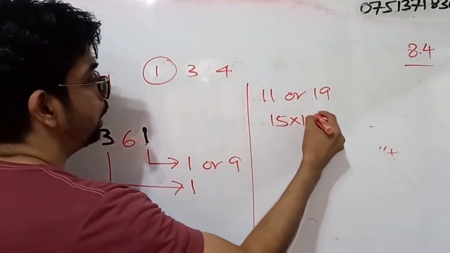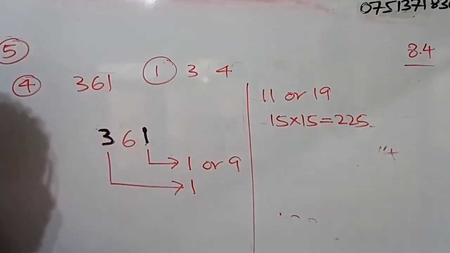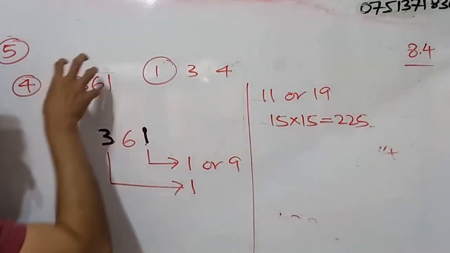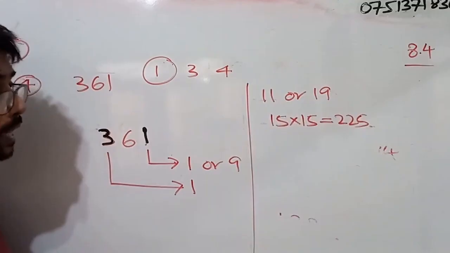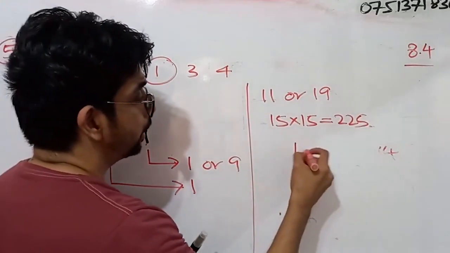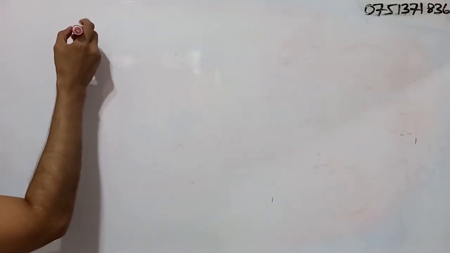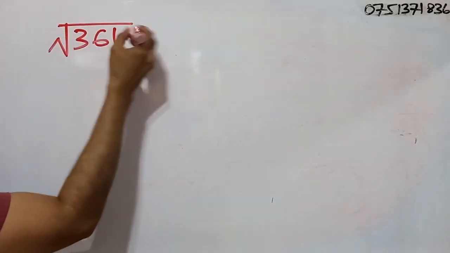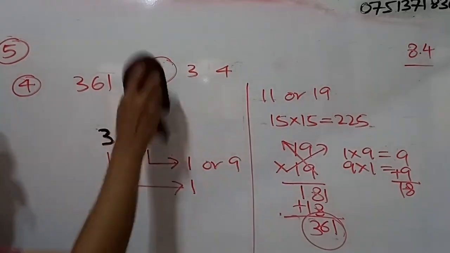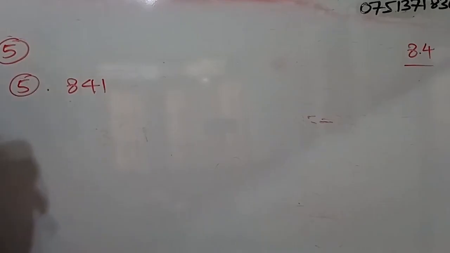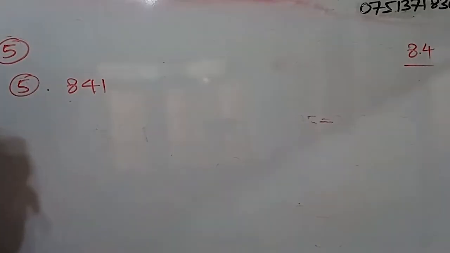We know 15 into 15 or the square of 15 is 225. The number that we are checking is 361. So by comparing these two numbers, it is pointless to take the square of 11. So we have to take the square of 19, 361. Right. So that means the square root of 361 is what? 19. Okay, so the digit on the ones place is what? 1. So that means what? This can be a perfect square.